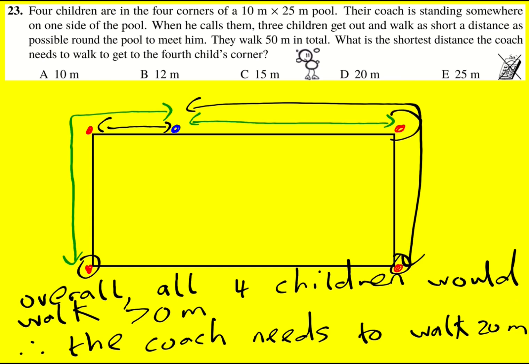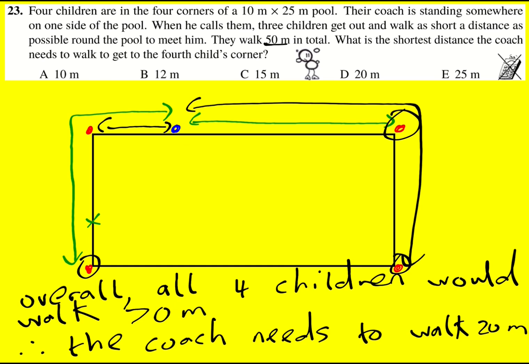So say these 3, then they've walked 50 meters, but we know they walked 70 meters in total, and therefore, yeah, the coach walks 20 meters. Notice this actually rules out the coach standing along this line, because then it would definitely be less than 10 meters for either of these two, and more than 25 for these two. So we kind of showed that the coach actually has to stand along one of the lengths. And this would be one possibility.